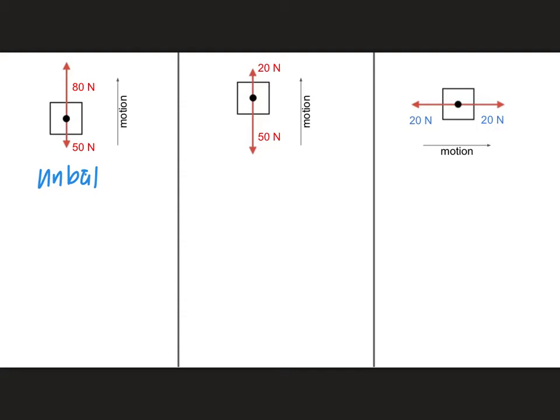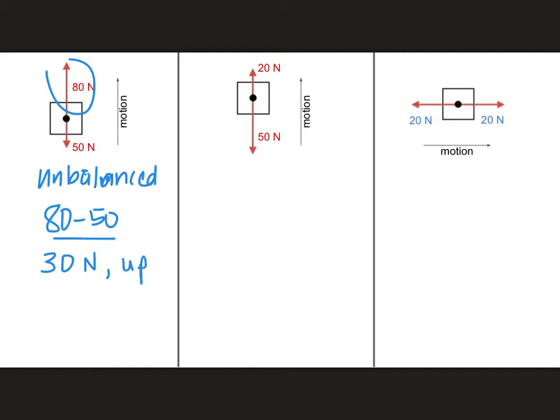More than that, we can say that the net force, I can't spell, the net force can be calculated because we have actual values. So we're going to subtract 80 minus 50 to find our net force. It would be 30 newtons. And because the 80 newton force is the larger force, the net force is going to point up.